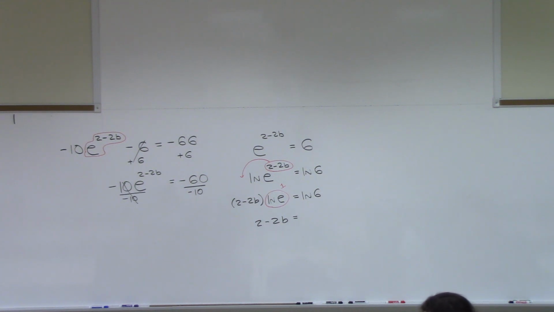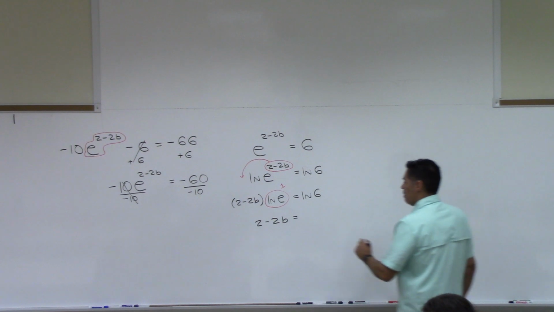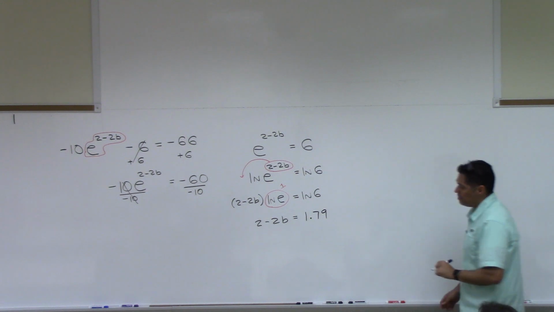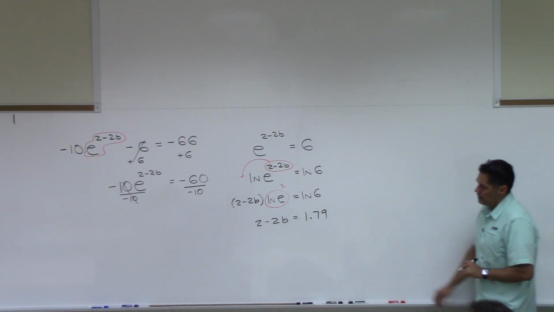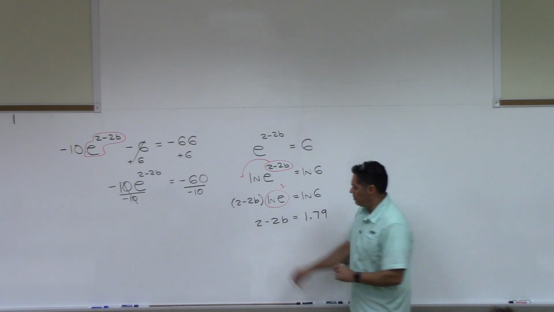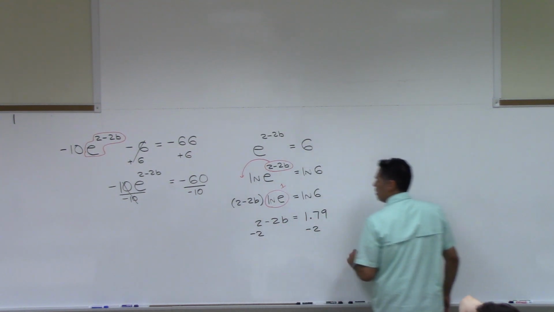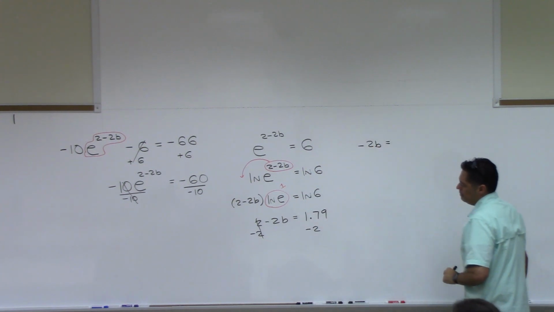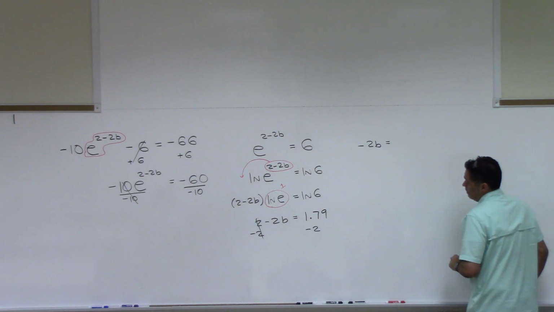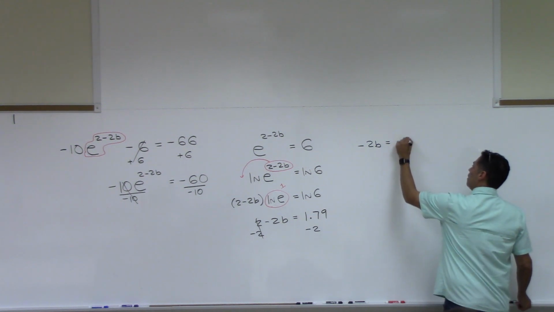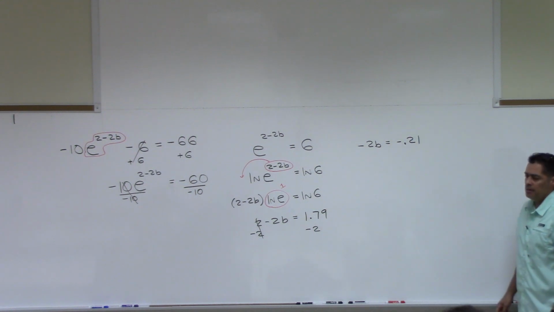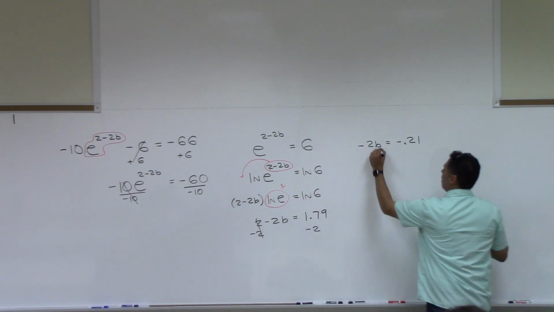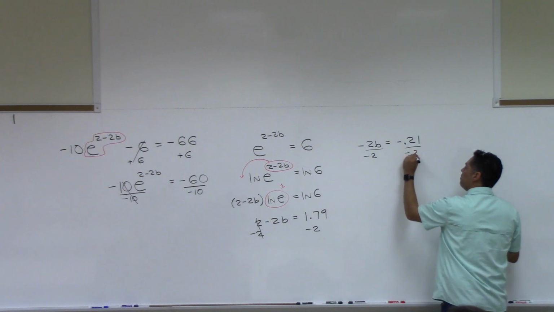What is it? 1.79. Oh, I should tell y'all something. Let me finish the problem real quick though. Okay, what next? Trying to solve for b. That 2 right there subtracted on both sides. So subtract 2, goes away over here. You still have a negative 2b equals negative 0.21. And finally, divide both sides by, no, sorry, negative 2. Negative 2 here, divide by negative 2 here, goes away.